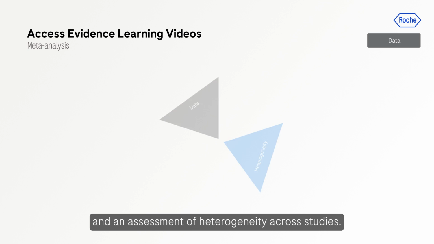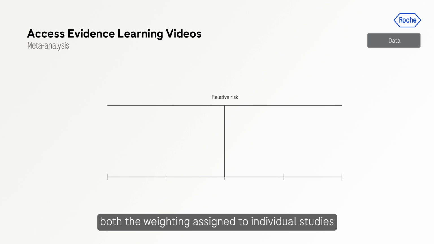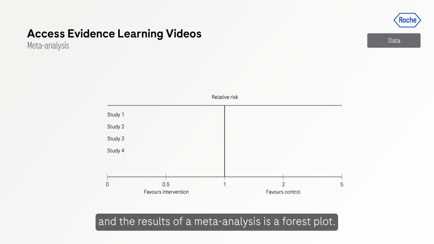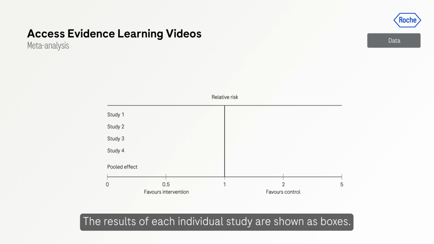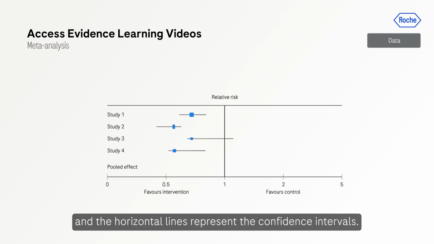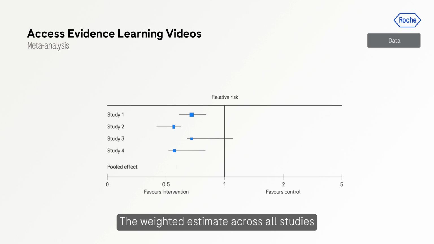A common way of displaying both the weighting assigned to individual studies and the results of a meta-analysis is a forest plot. The results of each individual study are shown as boxes. The box sizes are proportional to the study weight, and the horizontal lines represent the confidence intervals. The weighted estimate across all studies is shown at the bottom of the plot as a diamond.